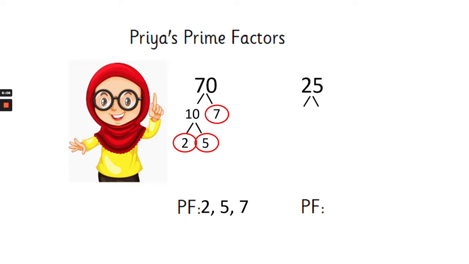Moving on to 25. I use the fact that 5 times 5 is equal to 25. Oh, and they're both prime. 5 and 5, they are the prime factors of 25. And well done if you spotted, they could also be written as 5 squared, 5 times 5. Really great prime factor work, everybody. We'll keep Priya on our list this week so we can really practice these prime factors.